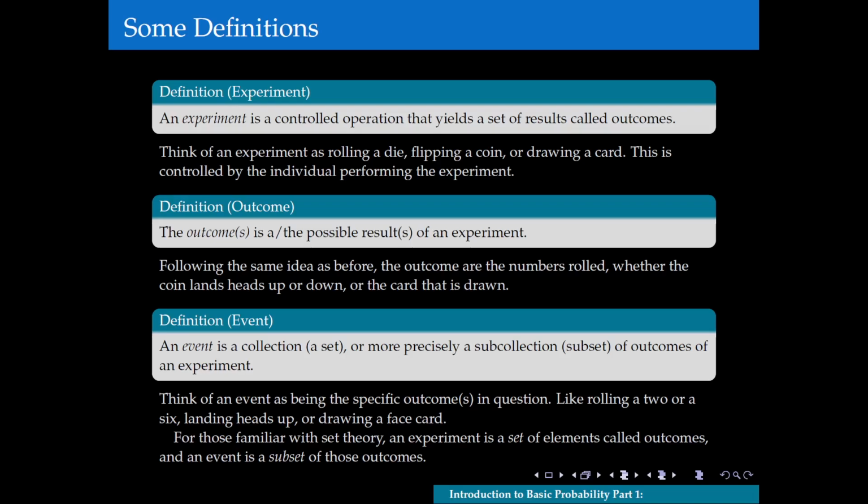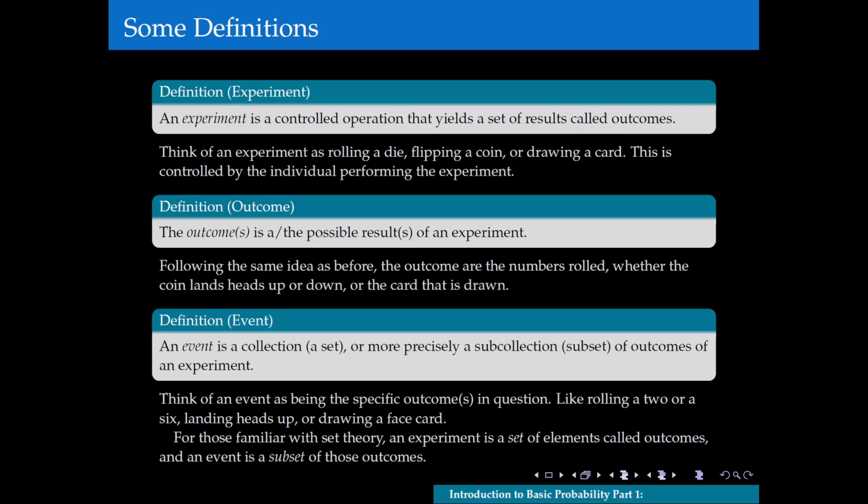Again, thinking of an event in terms of specific outcomes, it's like rolling a 2 or a 6, right? That might be an event. Those are two different outcomes, the 2 or the 6, but we might consider the event as being either rolling the 2 or the 6. That's a single event. Or maybe landing heads up or drawing a face card. These are events. And so we can have multiple outcomes to these events, or we could have a singular outcome. Like with the case of the coin, a single heads up is maybe an event. That's an individual outcome. Versus drawing a face card, there are multiple cards, multiple outcomes that satisfy the face card.